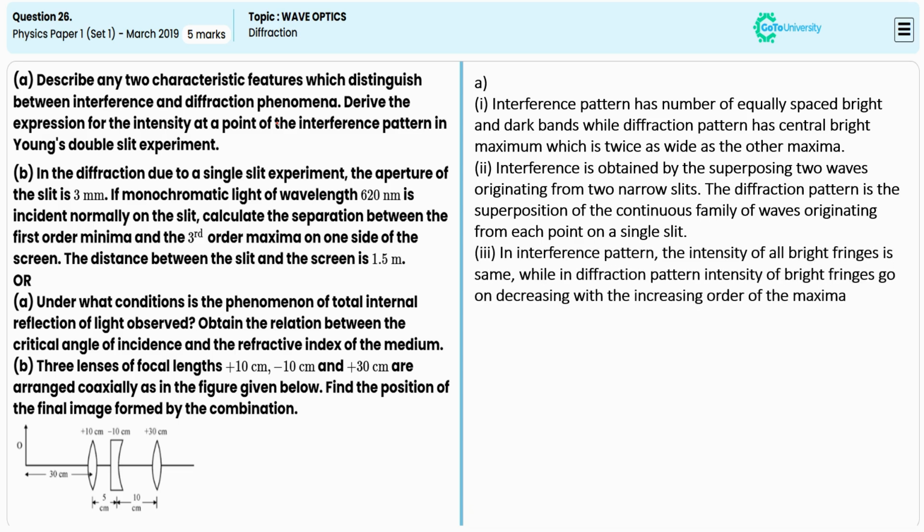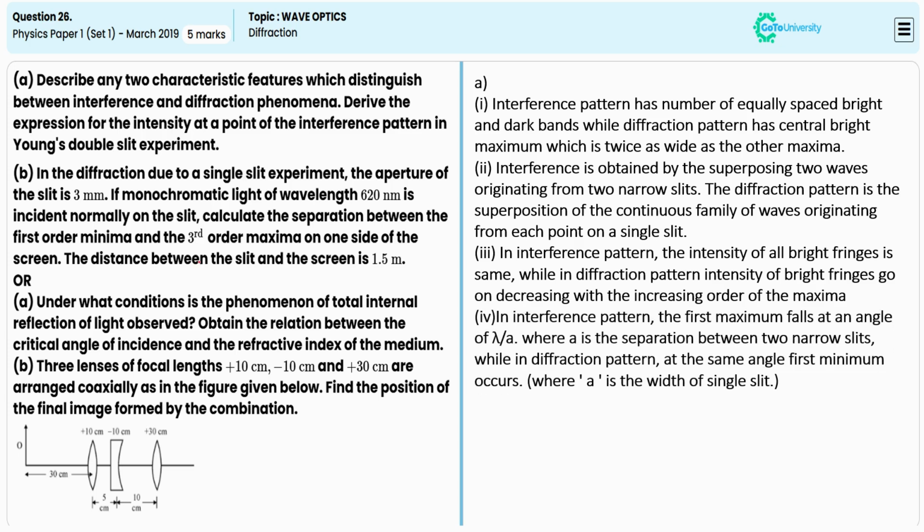One more we can see here. In the interference pattern, the intensity of all bright fringes is the same, while in the diffraction pattern, the intensity of bright fringes goes on decreasing with the increasing order of the maxima. And in the interference pattern, the first maximum falls at an angle of lambda by a, where a is the separation between two narrow slits, while in the diffraction pattern, at the same angle the first minimum occurs, where a is the width of a single slit.